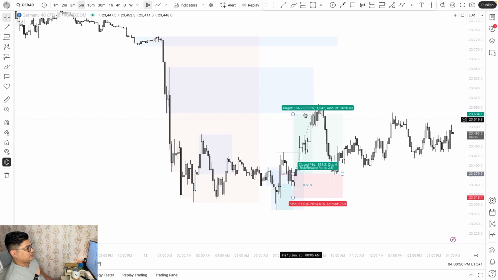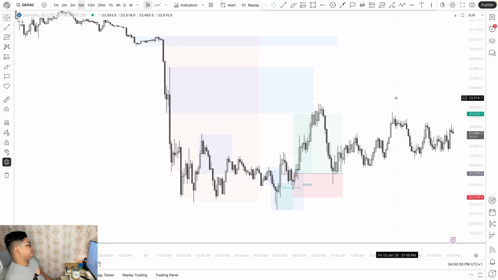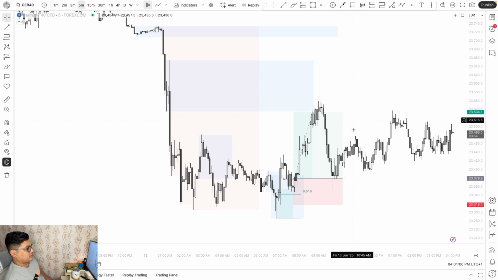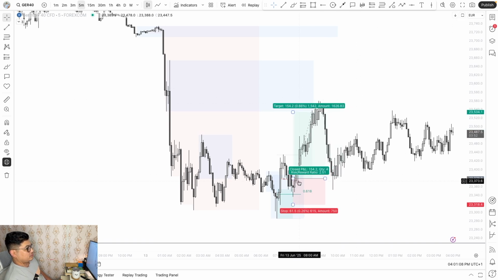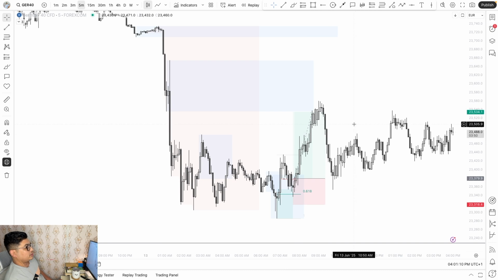Of course, I could have stretched more, but you guys already know I'm a big fan of having huge RR. I just want to be more mechanical. That's why I just set 2.5R, and this trade also played out so beautifully. It is what it is. This is how trading should be done.